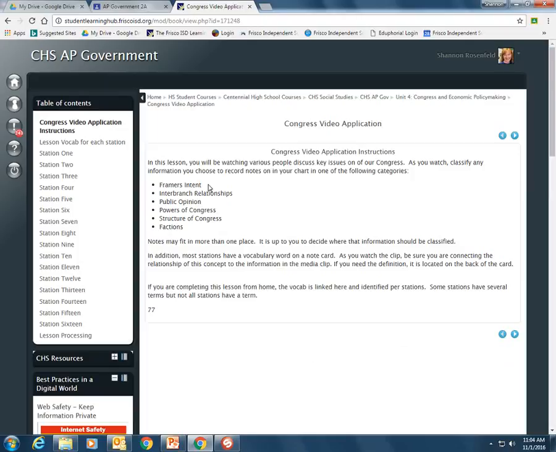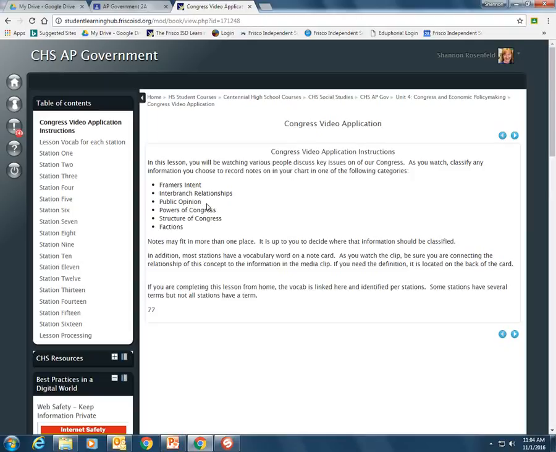Framers' intention, so what was the design of the Congress in relationship to the Constitution? Interbranch relationships, how does the Congress work with the presidency? How does the Congress work with the bureaucracy? How does it work with the courts? That's a huge part of your AP exam. So from here forward, we'll keep talking about that over and over.